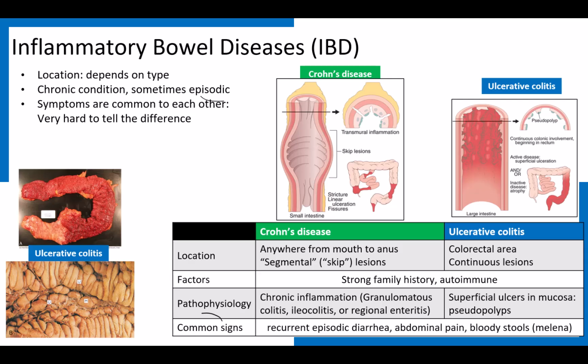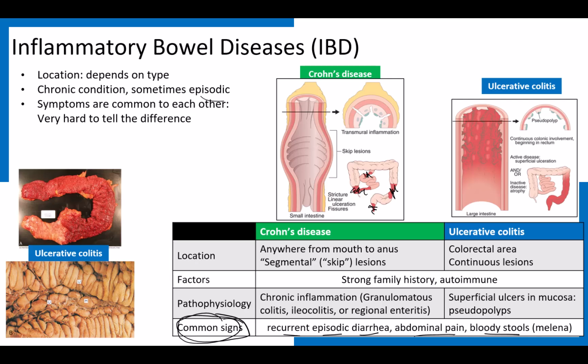So if you look down in the table over here, I put common symptoms. So again, common symptoms are recurrent, episodic diarrhea, so diarrhea that comes and goes, abdominal pain, and blood in the stools, right? The difference between Crohn's disease and ulcerative colitis is that in Crohn's disease, we have what's called skip or segmental lesions. So if you look over here, the affected areas are not continuous. So you've got an affected area here, affected area here, affected area here, affected area here.